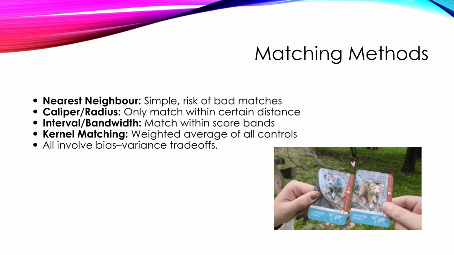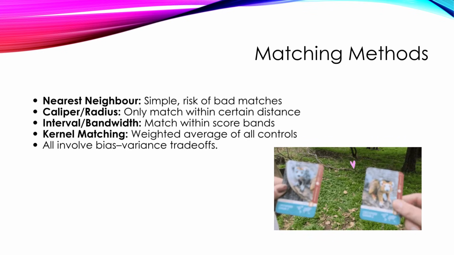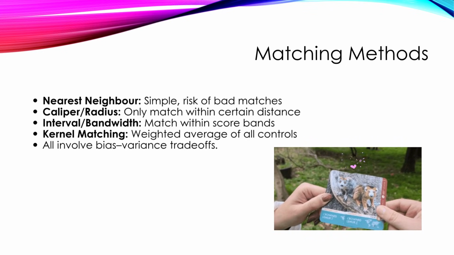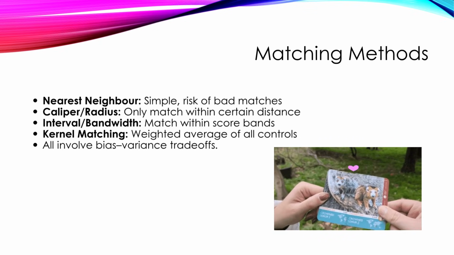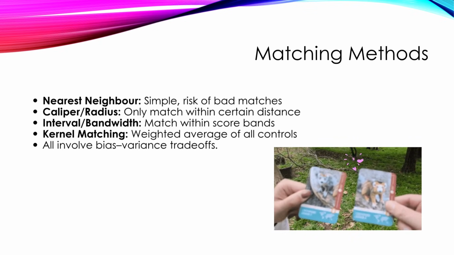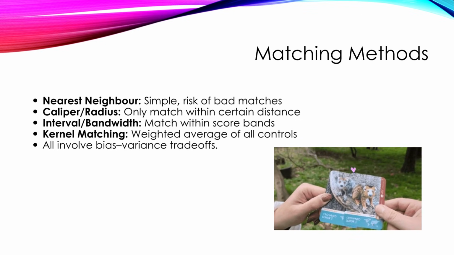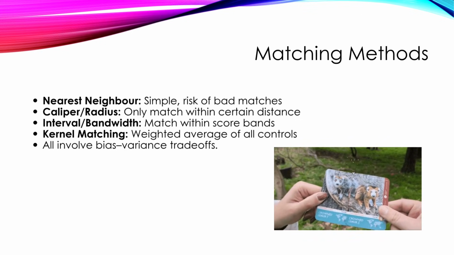Now let's take a look at the different matching estimators. Well, we have nearest neighbor matching. So here you match to the closest score. The weakness here though is that if no control unit has a very similar score, the matches can be poor quality, leading to bias, and it may increase variance if only one neighbor is used.